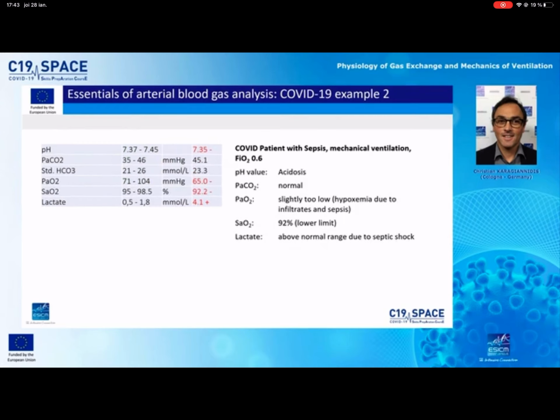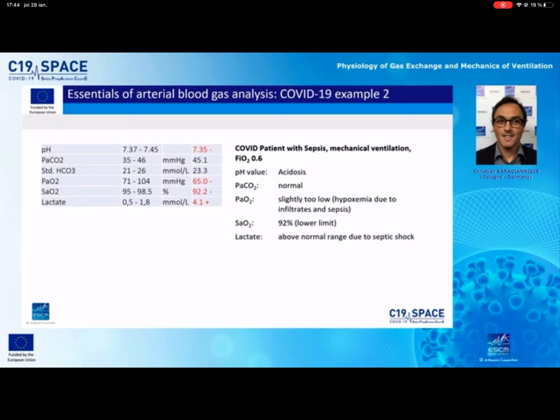Looking at the next patient, it's a patient with COVID and with sepsis on mechanical ventilation. The FiO2 is 0.6. And if you look at the blood gas analysis, the pH level is a little bit below 7.37, which is here in our case the normal range, which means that by definition this patient has an acidosis. CO2 is within the normal range with 45. You see that the PaO2 is a little bit too low with 65, maybe a little bit more is better for these patients.